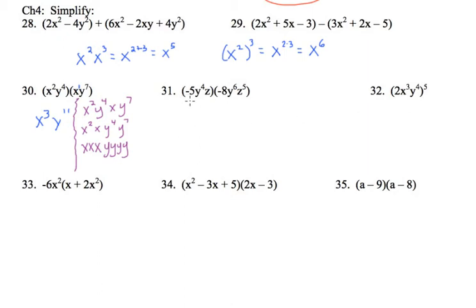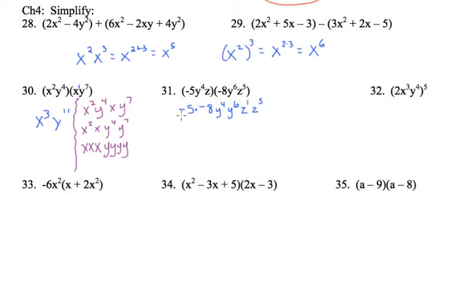Over here, 31, again, I rearrange them. Since this is all multiplied together, I can rearrange these. If there was any adding or subtracting, I couldn't do this. But I'm just going to rearrange them so that all the numbers are together, all the y's are together, and all the z's are together.